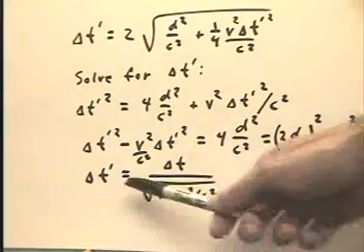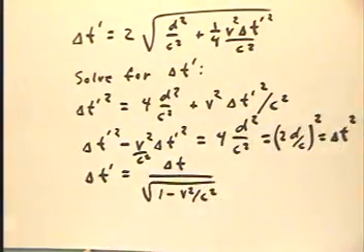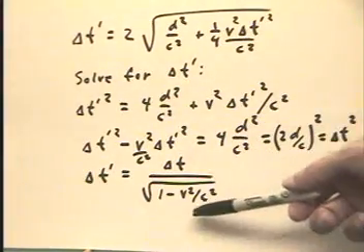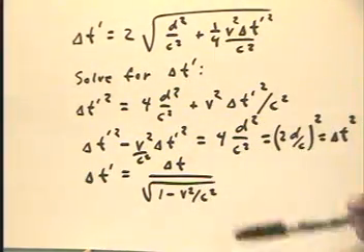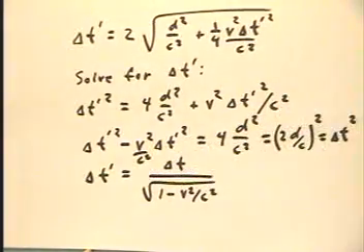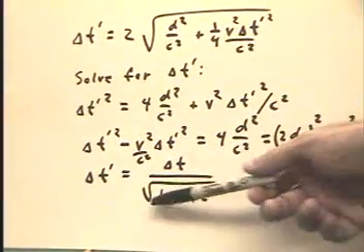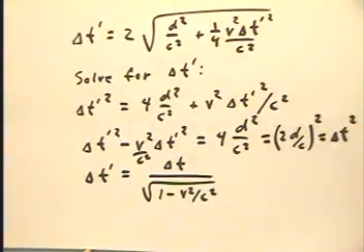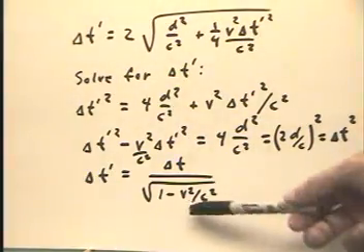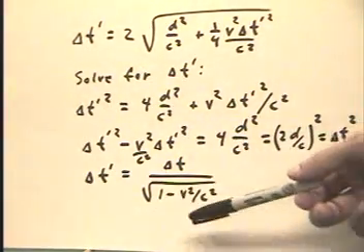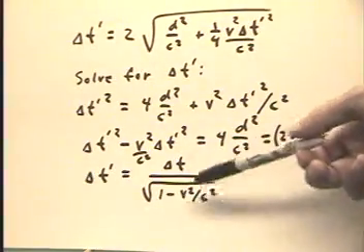This tells us that the delta t that we observe as something goes by us at speed v will be the delta t that they observe divided by the square root of 1 minus v squared over c squared. Now, if v is 0, then this square root is just 1. We have 1 minus 0.